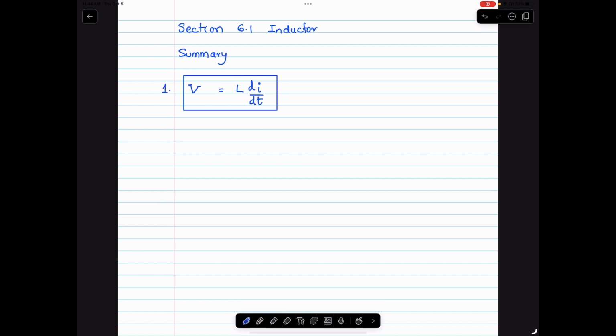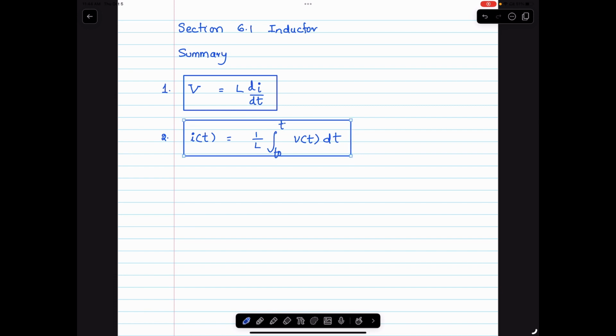Now, if you are to write the same relationship between the voltage and current with current expressed as a function of voltage, it is 1 over L times the integral from t0 to t of v(t) dt. Okay, so this is the second equation that we are going to be using in the example problems.